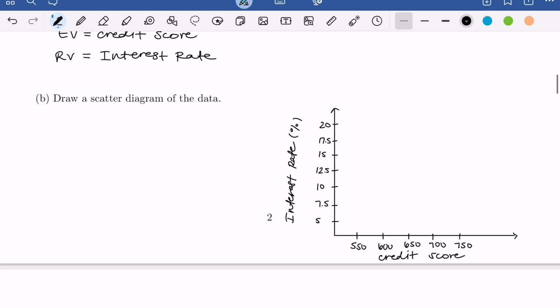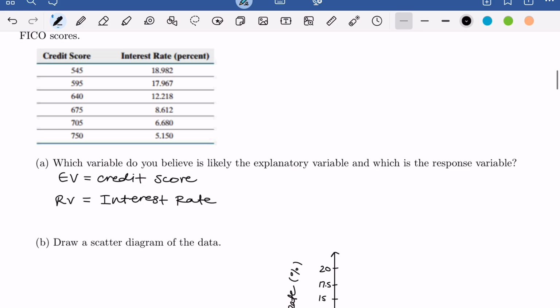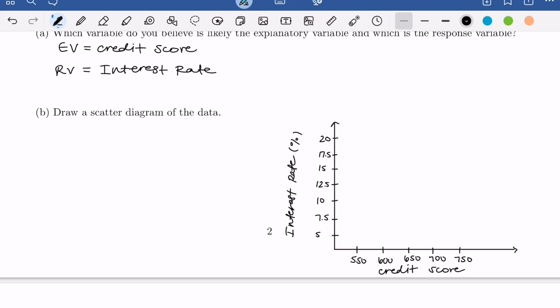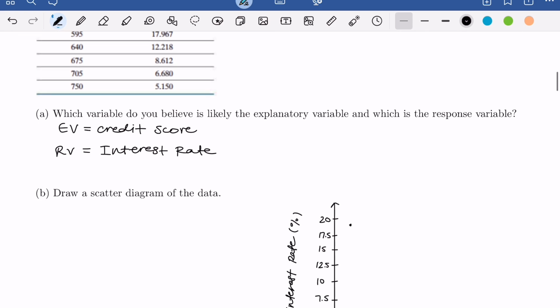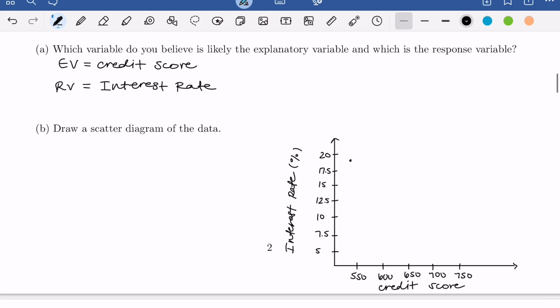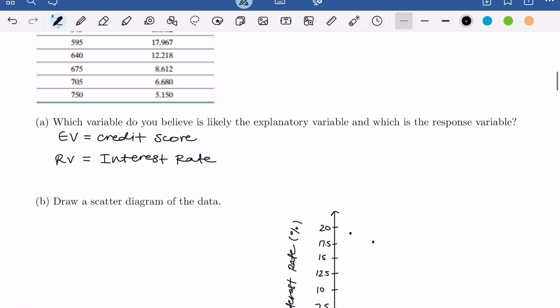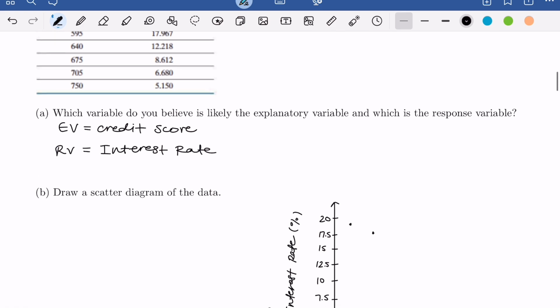All right, so now we just need to plot this data. Our first point is going to be 545 and then about 19% here. So we'll go maybe right around here. This is a rough estimate, it doesn't have to be perfect. Our next one is almost 600, 595, and then about 18%. So maybe here. Our next one, 640 and 12%.